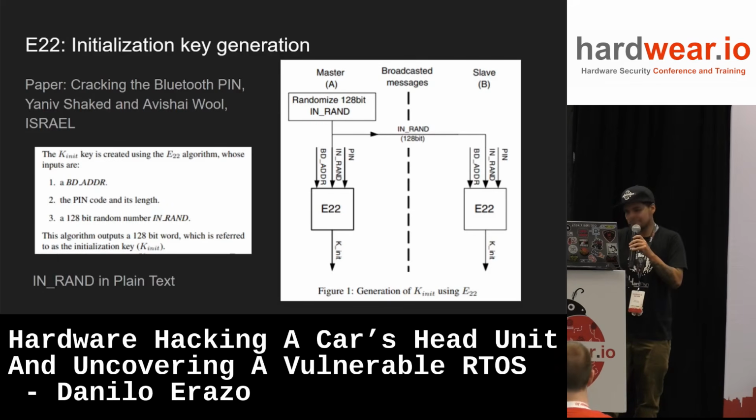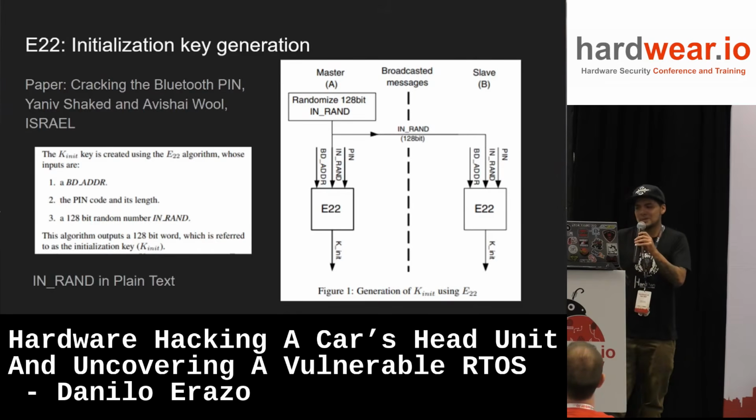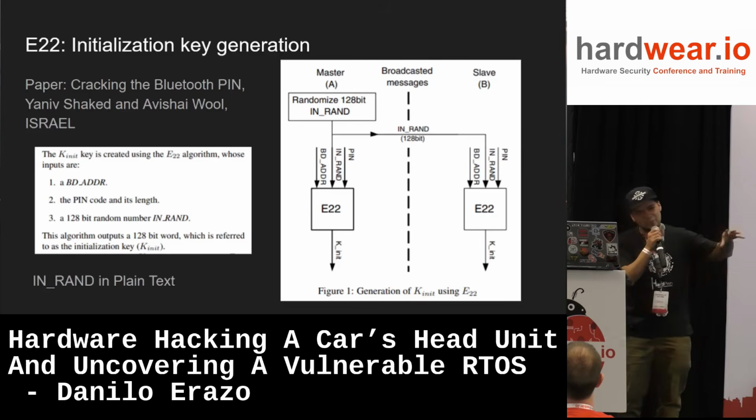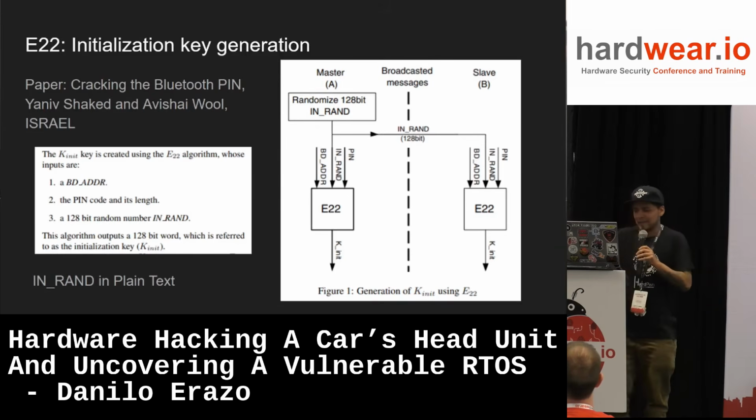The purpose of this algorithm is to derive the initialization key used during Bluetooth pairing. Here you have the inputs, three inputs in both the master and the slave. We have the PIN code and its length, in this case 4 digits. We also have the Bluetooth device address of the claimant, and the 128-bit random number, which is in plain text. After the algorithm we have the initialization key. Pay attention to that.